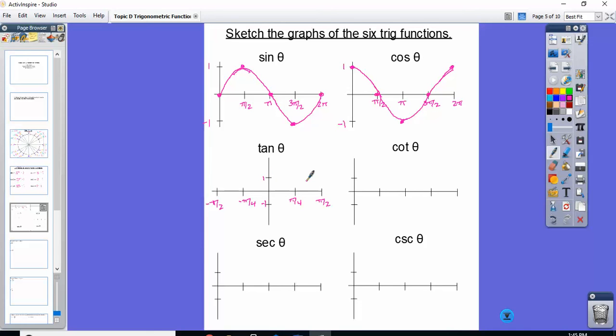Okay, tangent is y over x or sine over cosine. So tangent of 0 is 0 over 1, which is 0. At pi over 4, sine and cosine are both the same. Radical 2 over 2 divided by that same thing is 1. Pi over 2, you get 1 over 0. That's undefined, so we have a vertical asymptote.